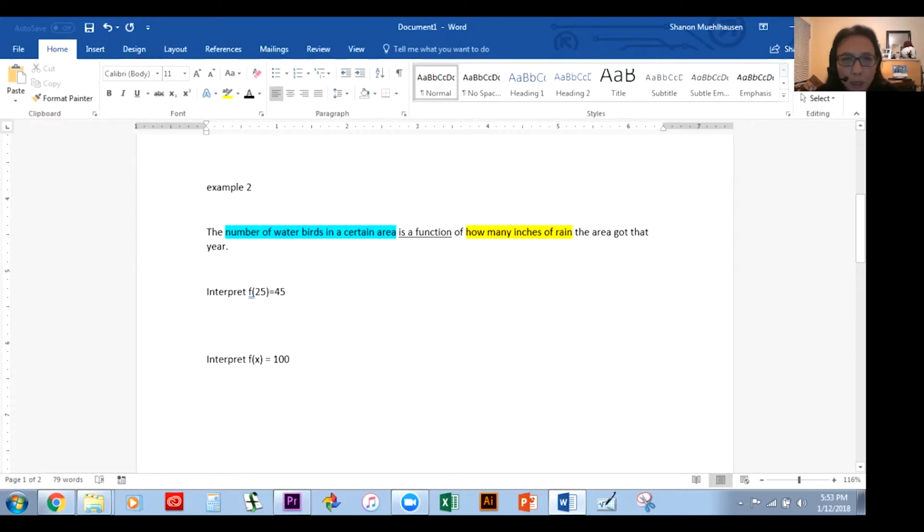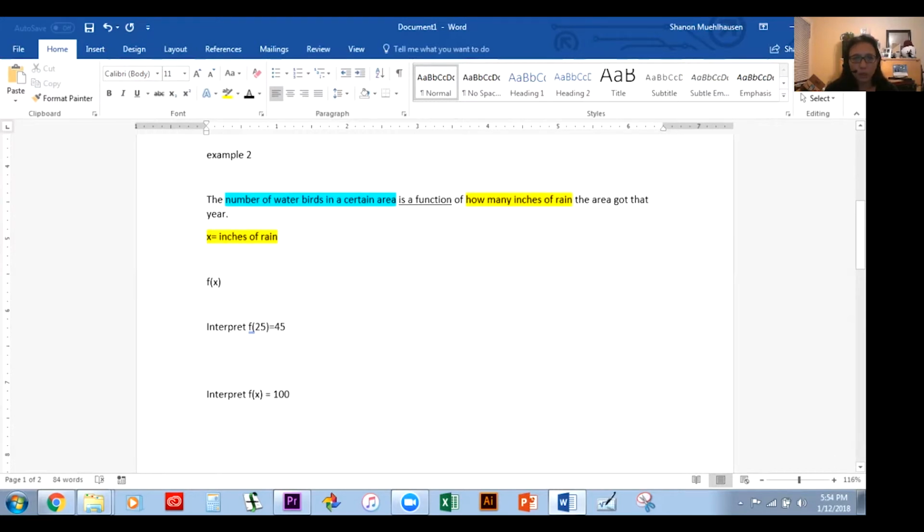When we write this, what we're looking for is function of something, because we know a function in its typical form is a function of x. And if we can see function of, we know what our x is. So whenever we see x, we know it's inches of rain. What is dependent on x is the number of water birds.